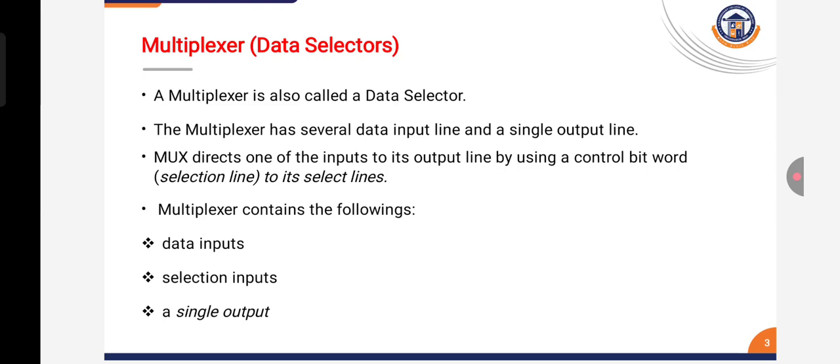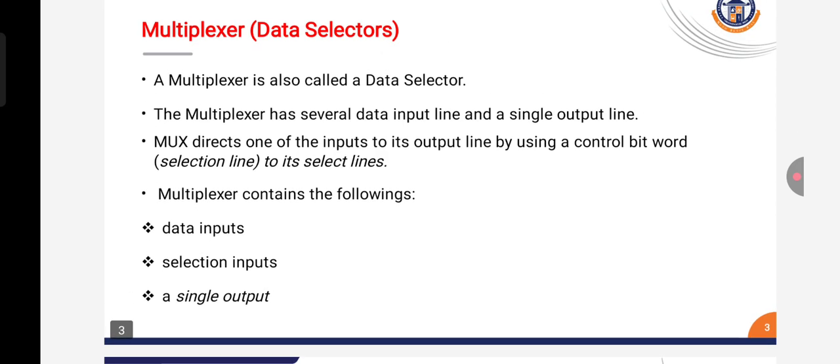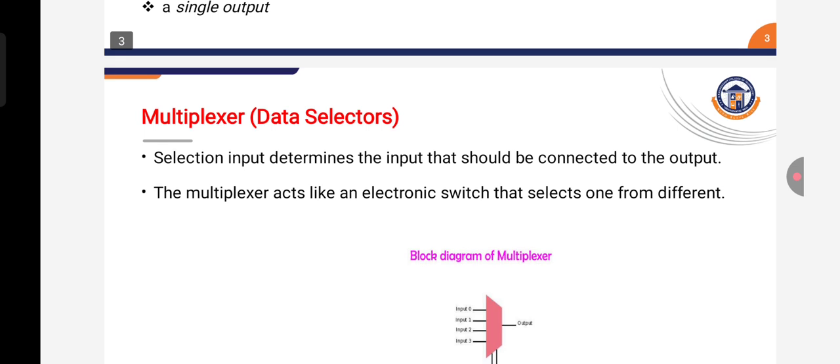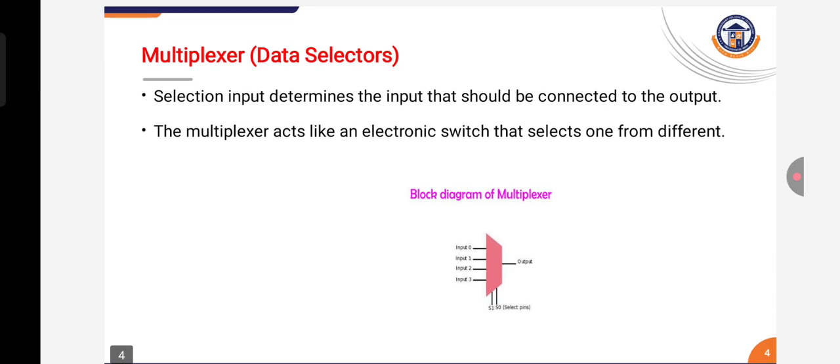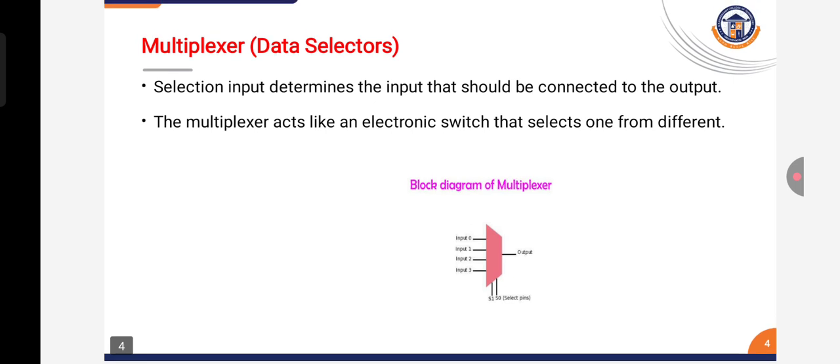The mux directs one of the inputs to its output line by using the control bit word on its select lines. The selection of the input line is controlled by the selection lines. The multiplexer contains data inputs, selection inputs and a single output. The selection input determines the input that should be connected to the output. So it acts as an electronic switch that selects one from different inputs. So this is a representation of a multiplexer.